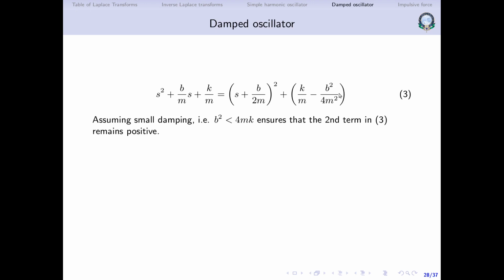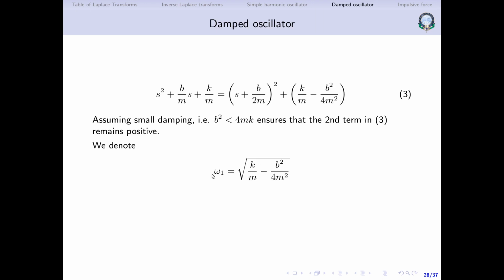You can just work this out. This entire term, k by m minus b square by 4m square, make it greater than 0. When you solve this, you'll get b square is less than 4mk. So that means this damping that we are talking about should be extremely small. The square of the damping constant is less than 4mk.